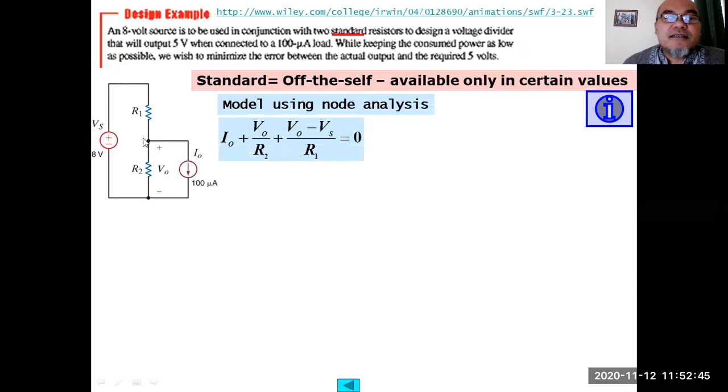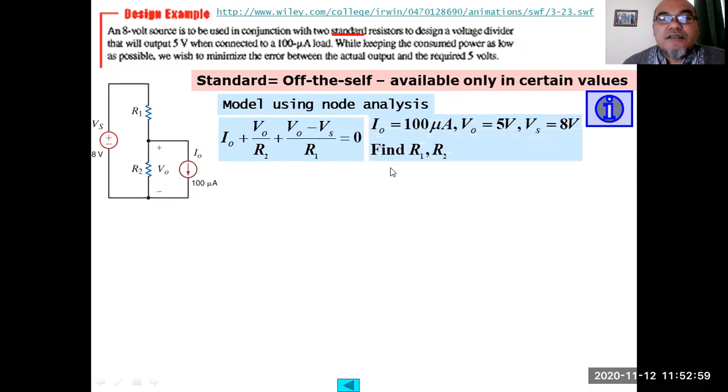Using node analysis at this point: I output, current out, plus V output divided by R2, plus V output minus Vs divided by R1, equals 0. I output is 100 microampere. V output here is 5 volts, found from the question, minimize the error between the actual output and the required 5 volts. Vs is 8 volts. Now we are asked to determine R1 and R2.